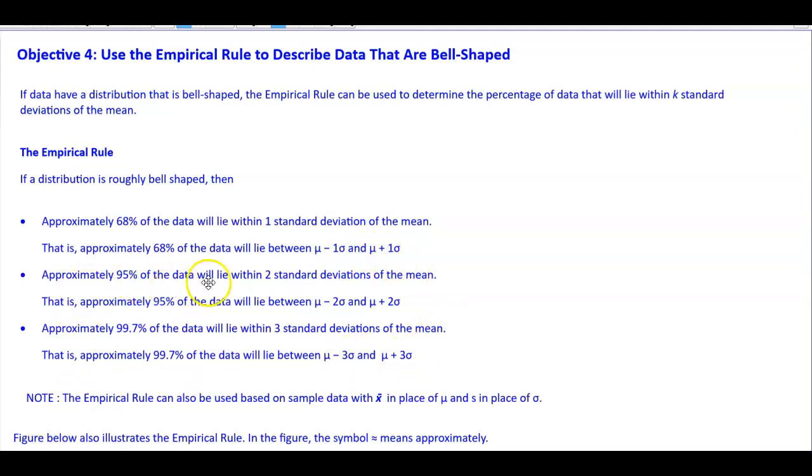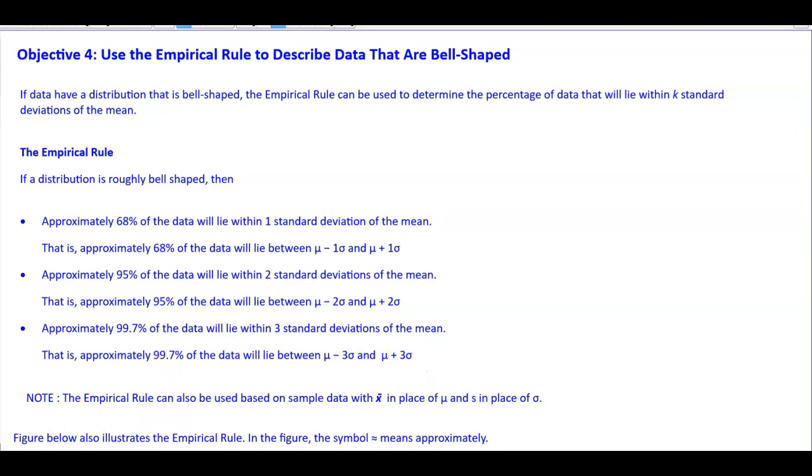Approximately 95% of the data will lie within 2 standard deviations of the mean. That is, approximately 95% of the data will lie between mu minus 2 times sigma and mu plus 2 times sigma. And then approximately 99.7% of the data will lie within 3 standard deviations of the mean. That is, approximately 99.7% of the data will lie between mu minus 3 times sigma and mu plus 3 times sigma.